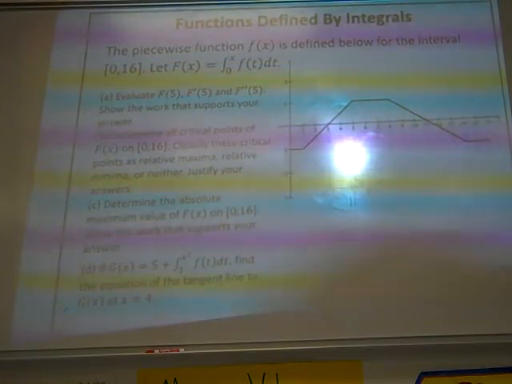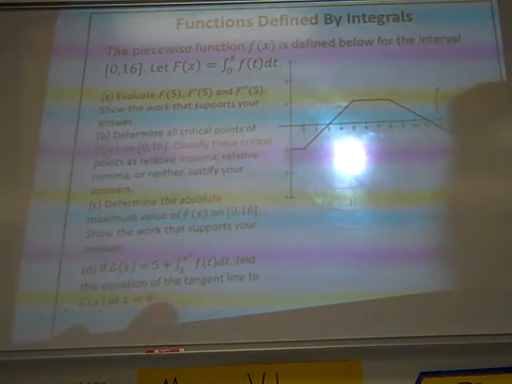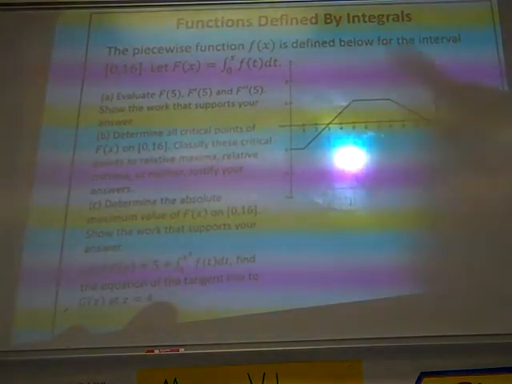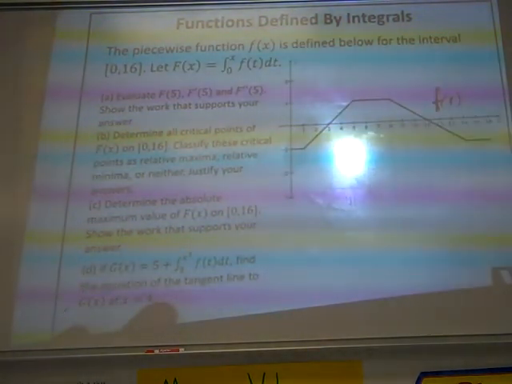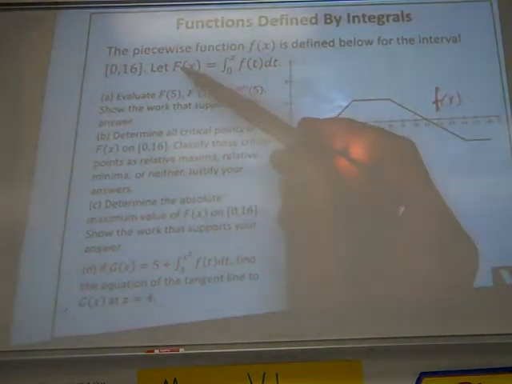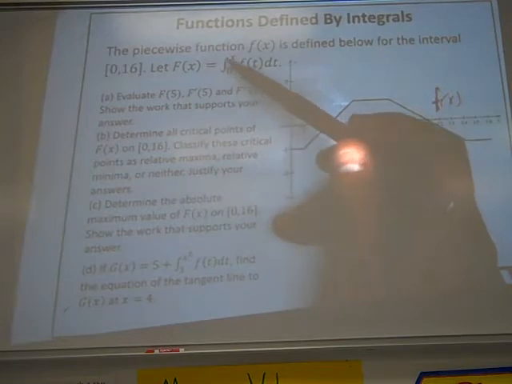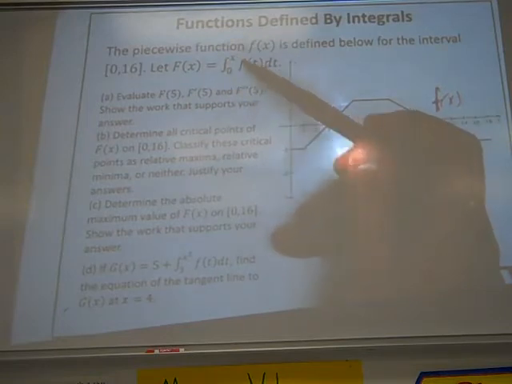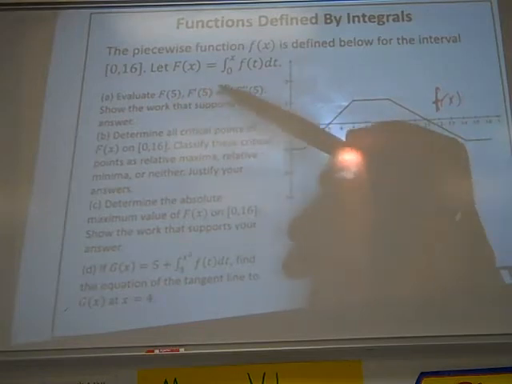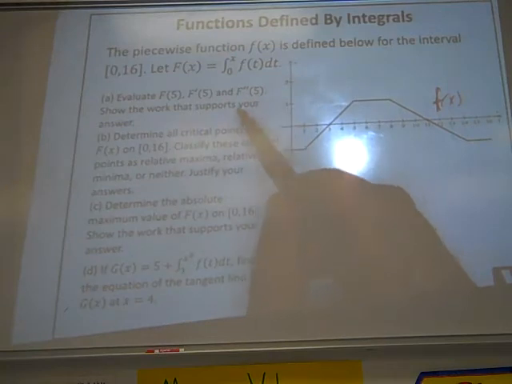We have a piecewise function, little f. This graph over here is the graph of little f of x. It's defined below on the interval 0 to 16, check. And we're told that big F, the antiderivative, is going to be the definite integral from 0 to x of this function. Part A, they're going to ask us to find big F of 5, big F prime of 5, big F double prime of 5. And of course, we're going to show the work that supports our answer.